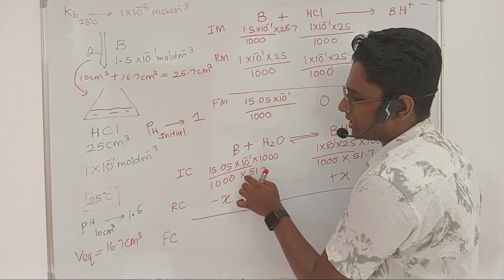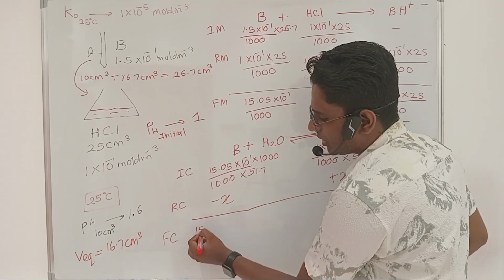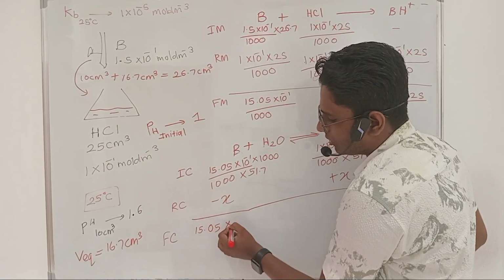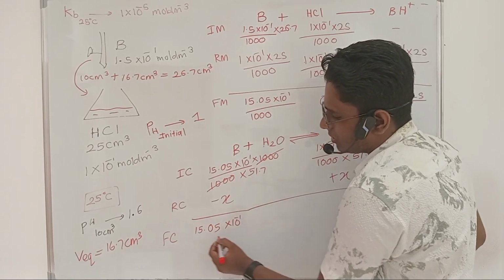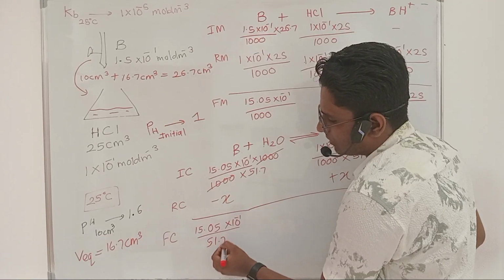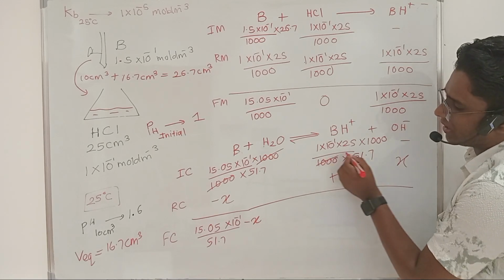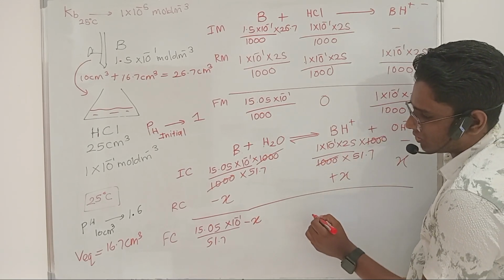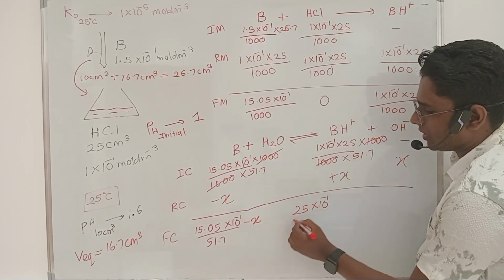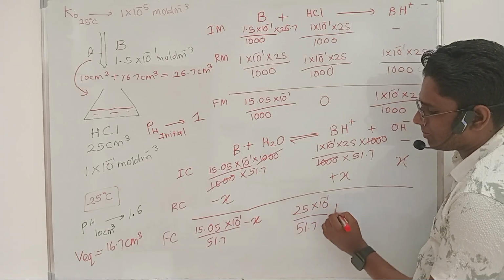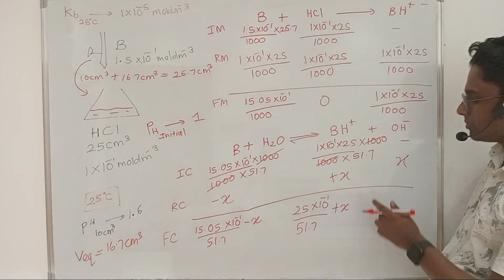So you have to reduce the initial reacted concentration from the initial concentration, right? That is 15.05 into 10 to the power minus 1. I can cut this 1000 and 1000. 10 to the power minus 1 over 51.7 minus x, right? So here also you have to add that value. I can cut this 1000 and 1000. So 25 into 10 to the power minus 1 divided by 51.7 plus 6, right? Divided by plus 6. So what is the final concentration of OH minus? That is X, right?